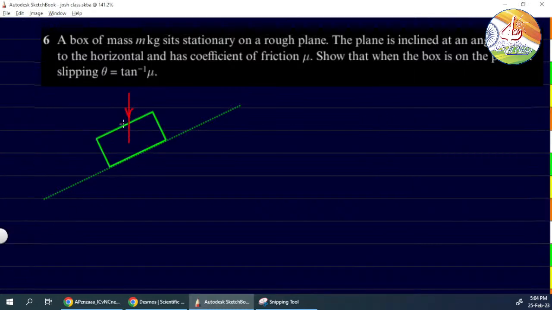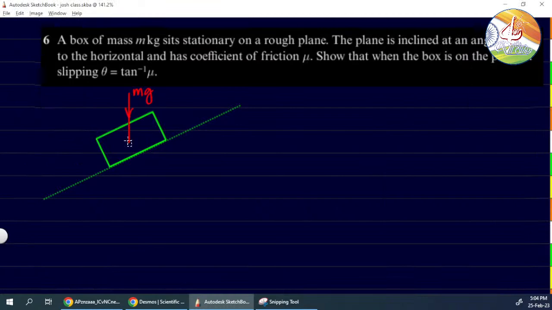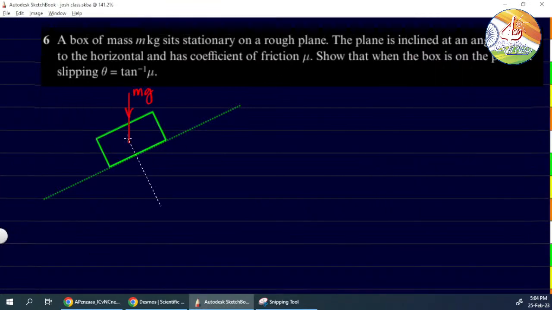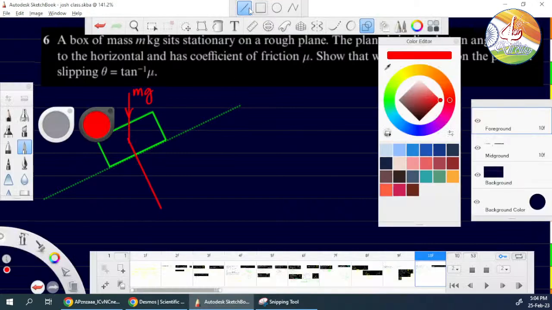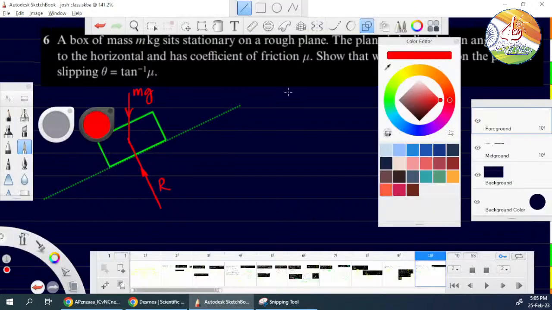This force is downwards. Downward force is how much? Mass m kg is acting on this, so mg will be the downward force. Then normal reaction will be here like this. This is the normal reaction. Let's call it R, and it is on the point of slipping. It is at the point of slipping.